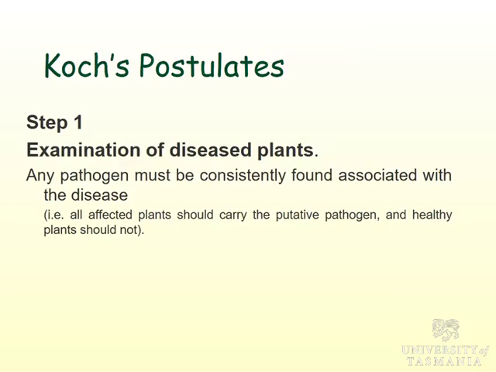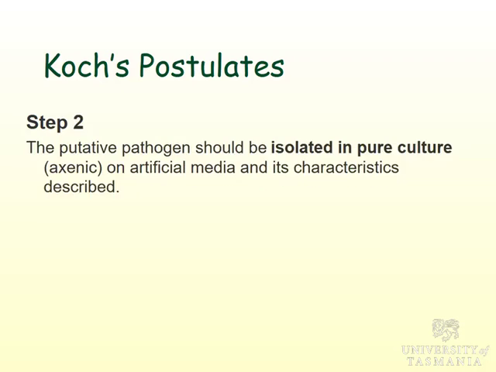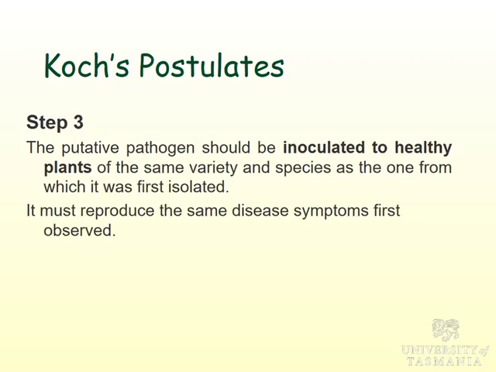So what does it do? How do you do it? First, you need to examine your plants, and the pathogen needs to be consistently associated with the plant. So if you've got diseased plants without the pathogen, it obviously is not the pathogen. You need to isolate it into pure culture and characterize it. You then need to inoculate it into a healthy plant, and it needs to induce the same symptom that you first observed. So it needs to cause that disease.